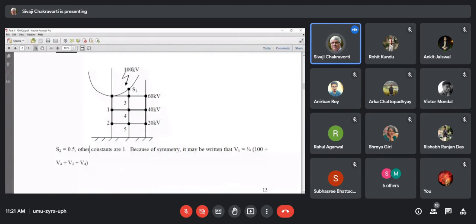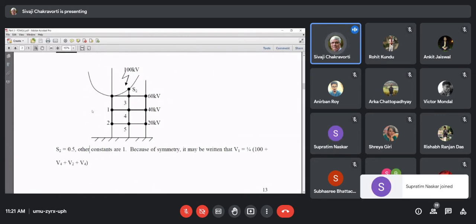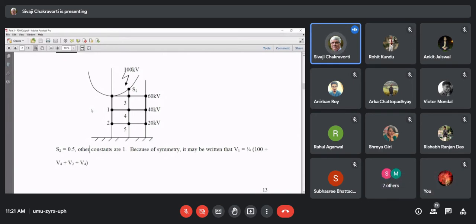And remember, this has half symmetry. Can you suggest which one is the missing node? Here, somewhere here, you can see my mouse moving. If you take the half symmetry, this answer is very simple. It will be exactly the same as V4, because the right side and left side are symmetrical.